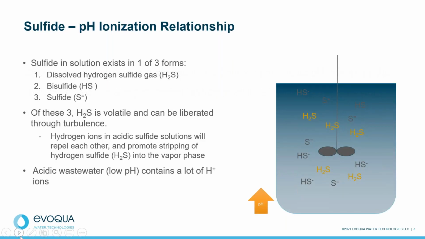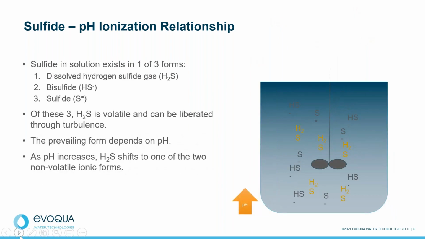Sulfide in solution exists in one of three forms: either as a dissolved hydrogen sulfide gas, the bisulfide ion, or the sulfide ion. The dissolved hydrogen sulfide is the most volatile of the three forms, and with turbulence is likely to get released into the air and cause odors. In addition, the lower the pH is, the more hydrogen ions are present, and they repel each other, really promoting the release of hydrogen sulfide gas into the air.